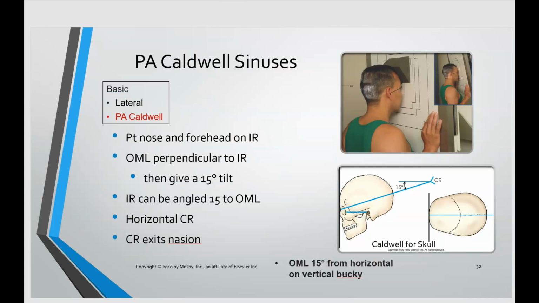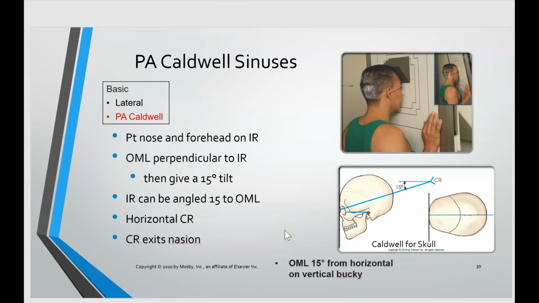Okay, the next projection we're going to talk about is our PA axial, our Caldwell, and this is for your sinuses. Okay, so this can be a little bit confusing, but remember on your skull imaging, your PA Caldwell has a 15-degree angle down, and this image right here, this cartoon image on your slide, is for the skull imaging. Okay, and I'm just doing that as an illustration, so don't get confused. But this is for the skull, so I want you to remember how we position the patient, the forehead and the nose up against the vertical bucky, and we angled our central ray 15 degrees caudal.